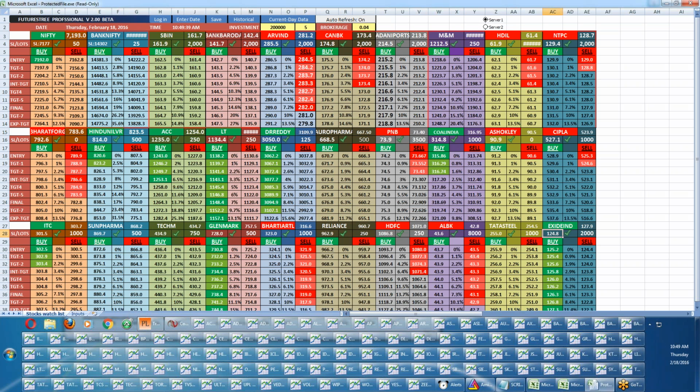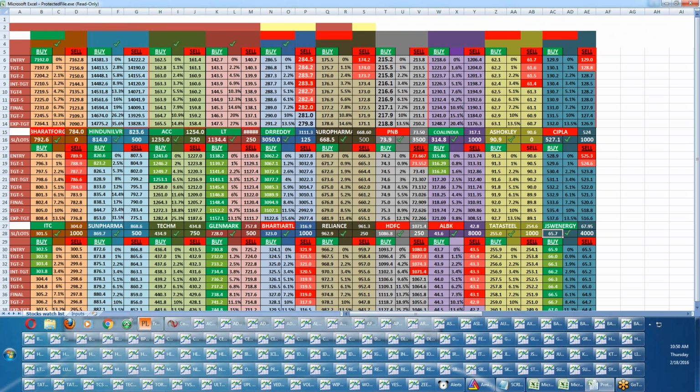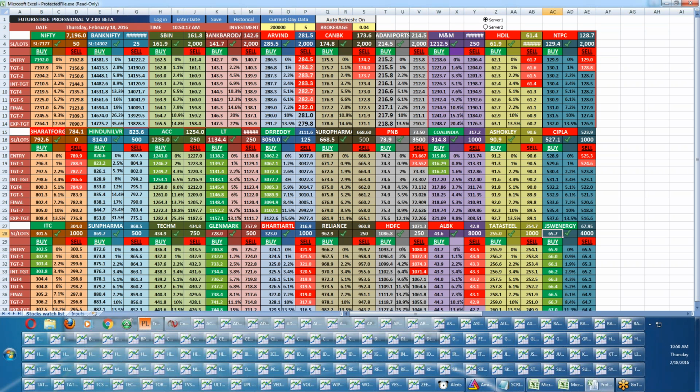And we have JSW Energy, which has done all its targets. So 65.90 was the entry. So that's up 2 rupees. Up 2 rupees in the sense that's roughly around 12,000 rupees profit in futures.